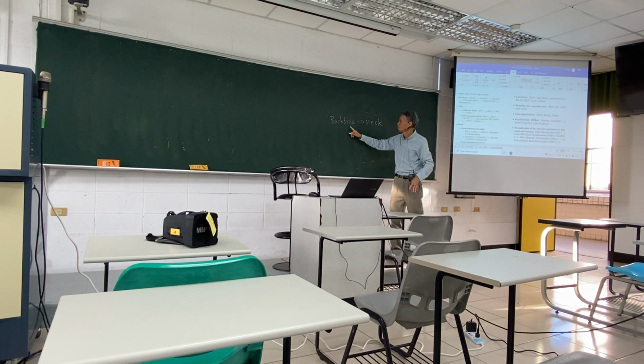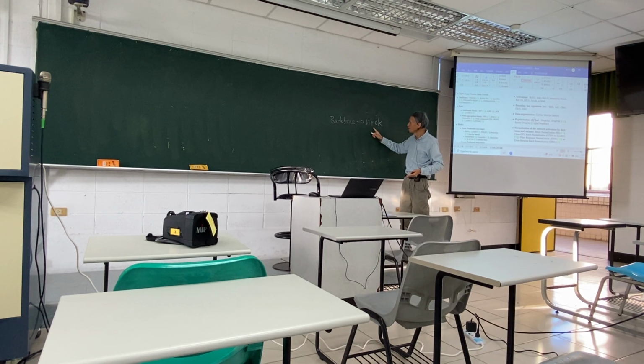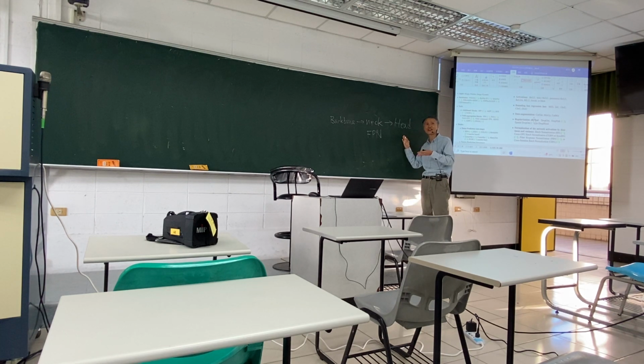The backbone usually is a residual net. Then the neck, you can think of as a feature pyramid network. And finally, called the head. It could be just a few convolution layers for classification, for bounding box estimation. That's it. But you use different names for that.